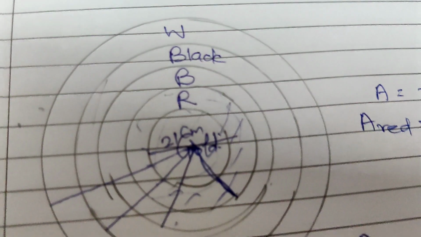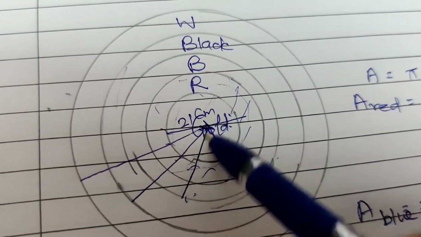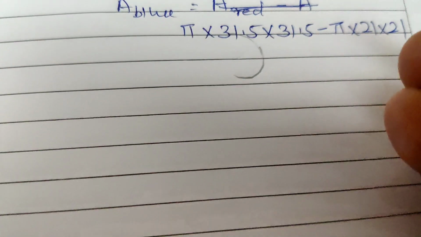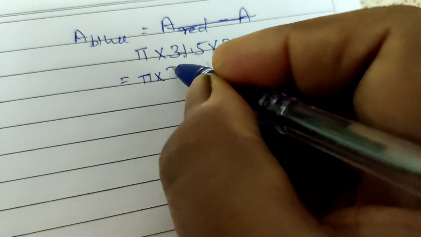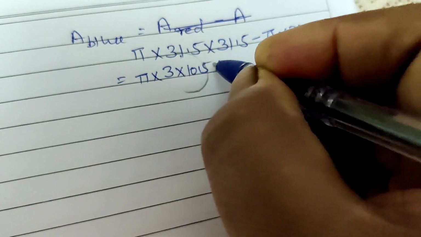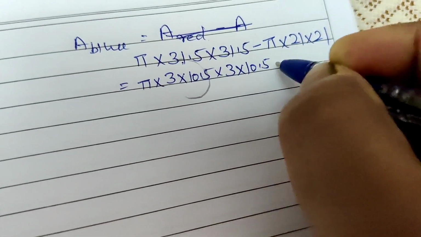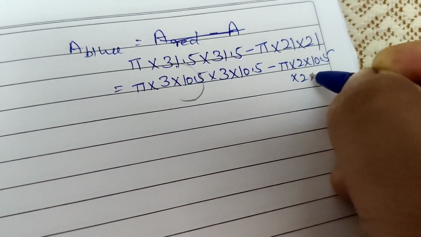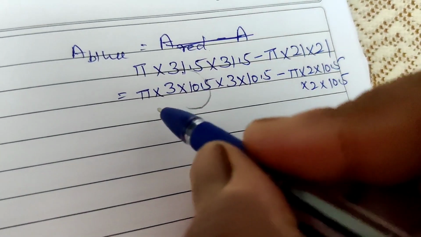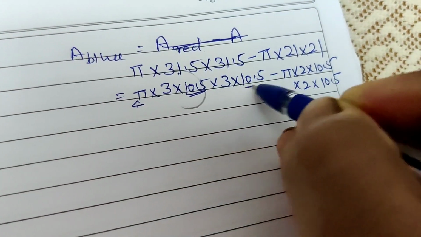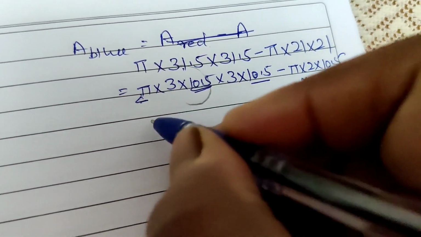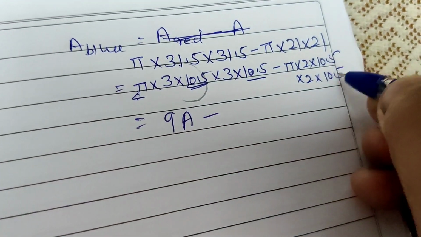You can see in this figure the radius of the blue region is 31.5 minus 21, bigger circle minus smaller circle. Okay. Now calculate in the form of A. Pi into 3 into 10.5 into 3 into 10.5 minus pi into 2 into 10.5 into 2 into 10.5. We know that A equal to pi r square, that is pi into 10.5 into 10.5. It is representing A, it means 9A minus 4A.